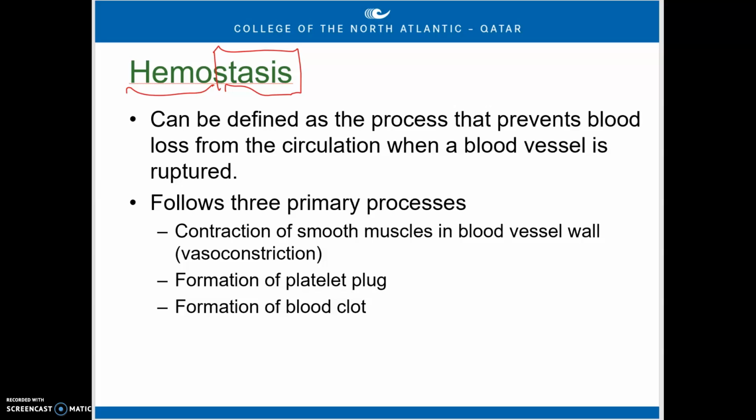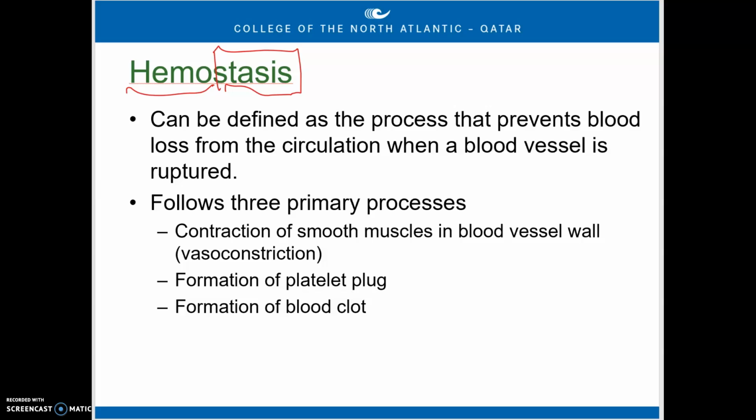So if a blood vessel is ruptured, if you have any bleeding, hemostasis is what's going to prevent that and hopefully return our blood back to normal levels. There's three steps to this process. First, we have contraction of the smooth muscles in the blood vessels.